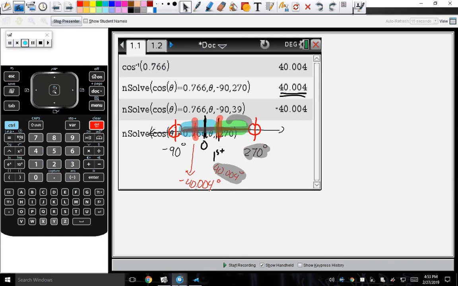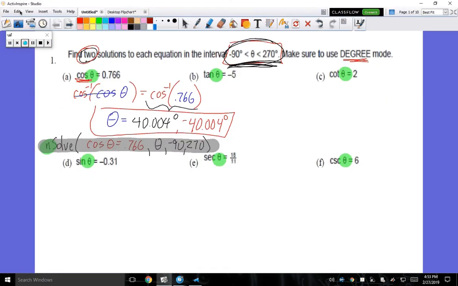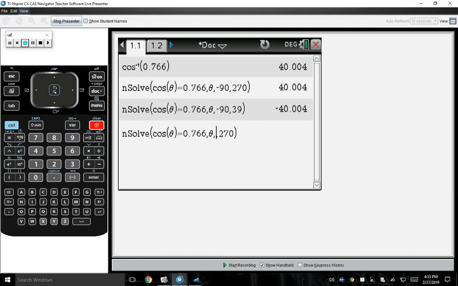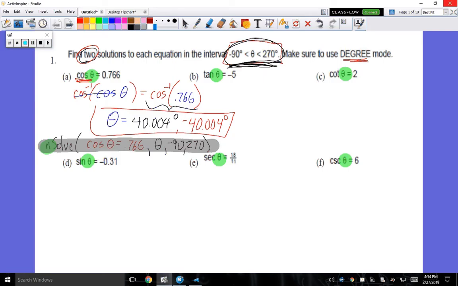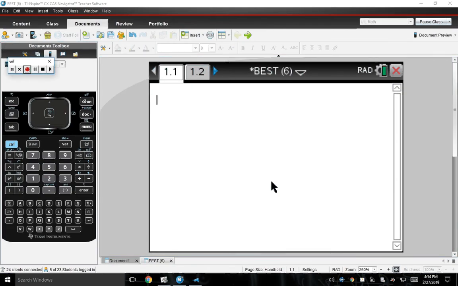It says no solutions found because it didn't give us an answer from that 41 to that 270. So this froze just a little bit. Let me recapture my screen so you can see what I'm talking about.